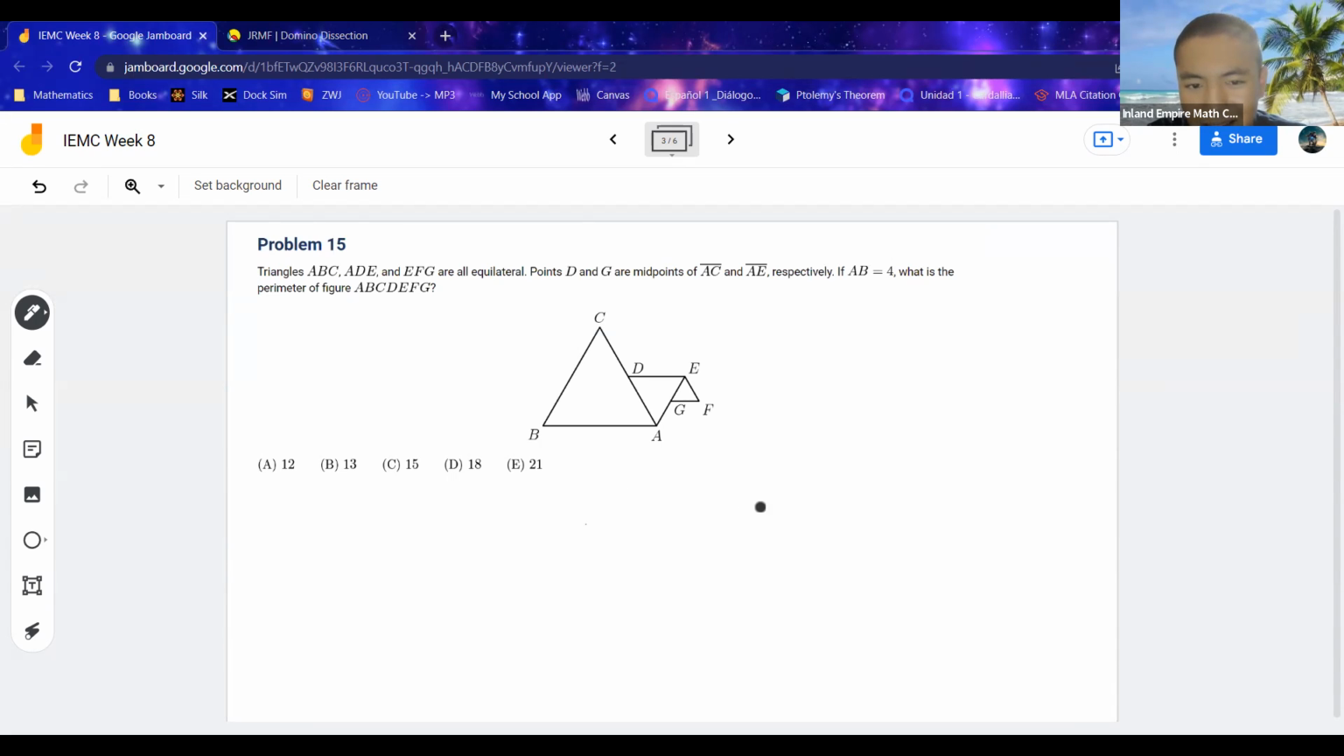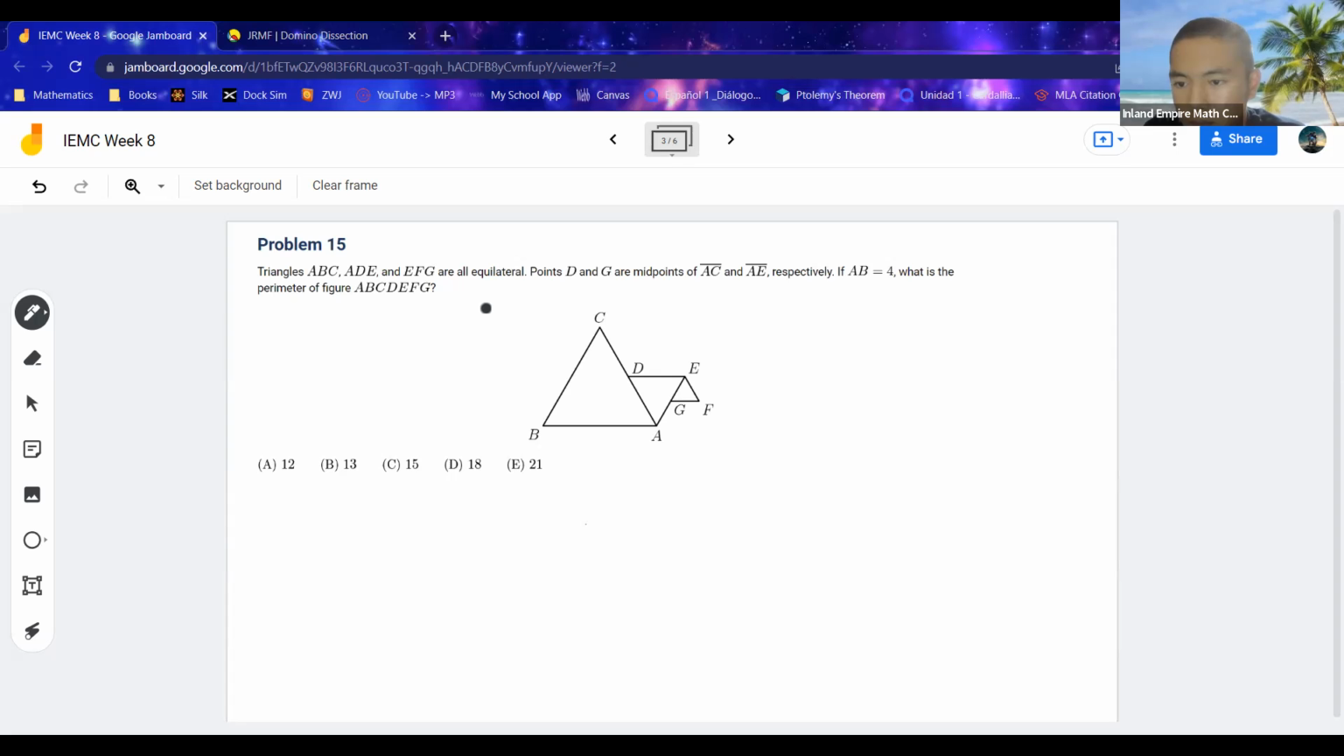It's actually 2D, because this just looks like a 3D shape on my computer screen. Oh, well, I can see that it's like a folded paper. Yeah, but in this case, we're only thinking about it as a 2D figure. So let me read the problem real quick. Triangles ABC, ADE, and EFG are all equilateral. Does anyone not know what that means? Equilateral?